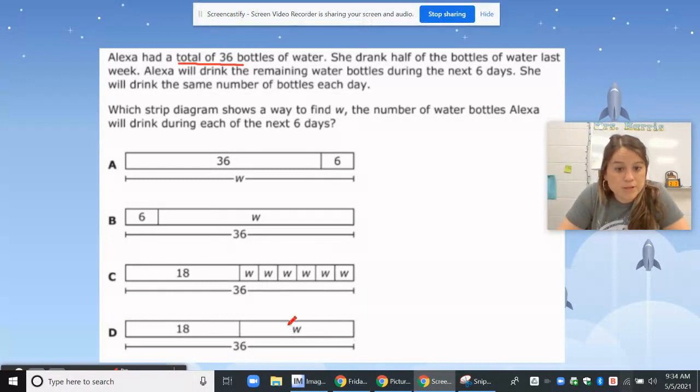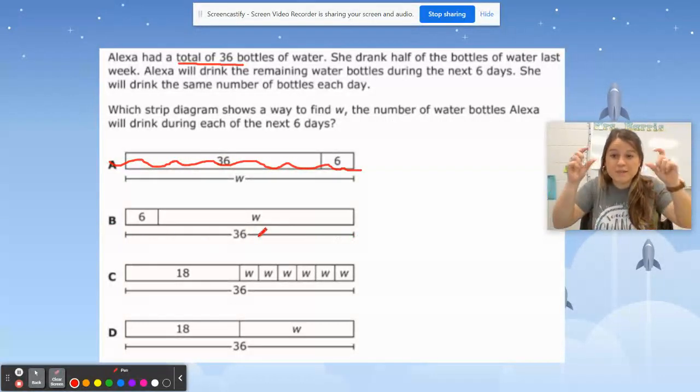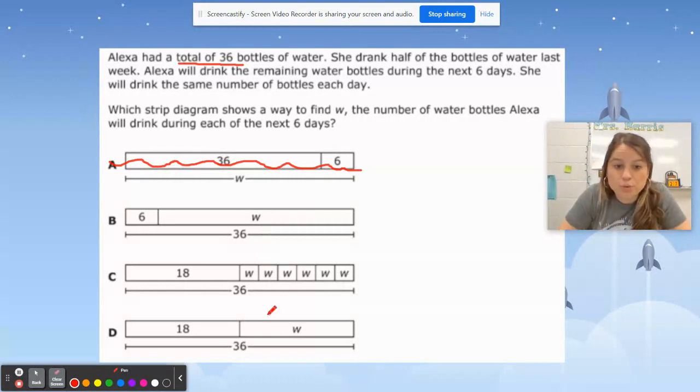So I'm going to look through these. Okay, this strip diagram is telling me the total is W. Total is not W. The total is 36. So I can already get rid of that one. B is telling me that the total here is 36. The whole thing is 36. Something's going on up top with the pieces. So that's a maybe. Right now I'm just looking for totals.